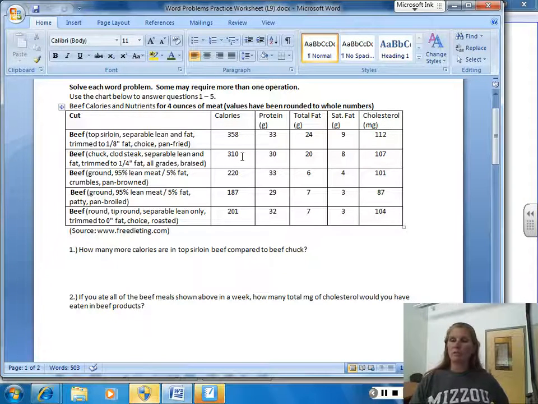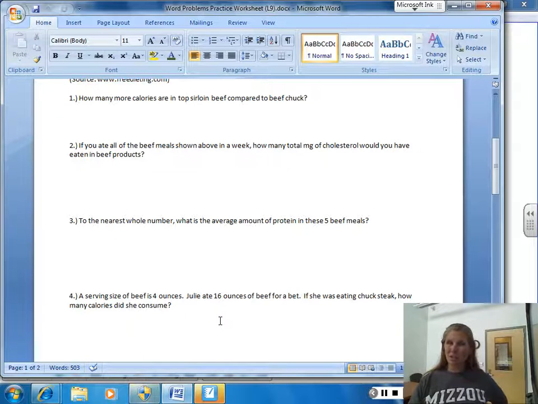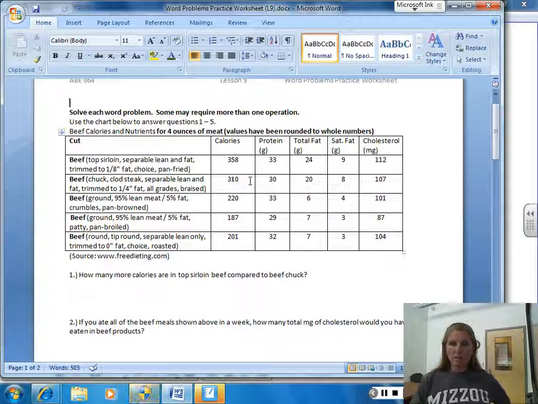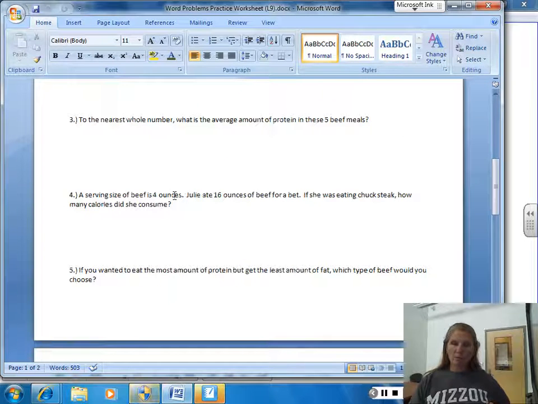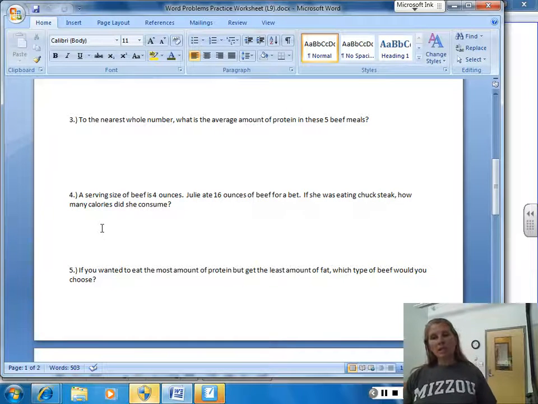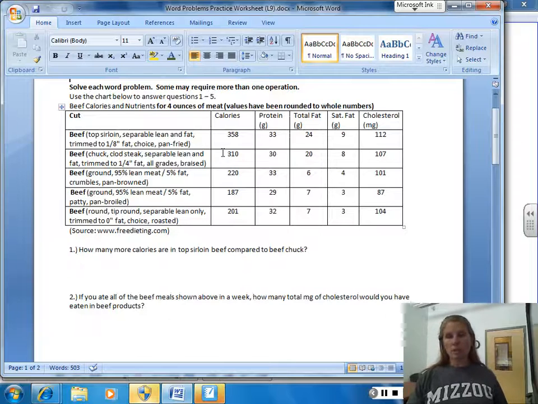So the thing you want to find out for number 4 is how many servings did she have? Well, what we want to know is how many 4-ounce servings are there in 16 ounces. So how many times does 4 go into 16? 4 times. And so then she ate 4 times this amount, right? And that's multiplication. So we did division to find out how many 4-ounce servings are in 16 ounces. So division first. And then we did multiplication to say, okay, that was 4. So then 310 times 4 is going to tell me how many calories they actually consumed.